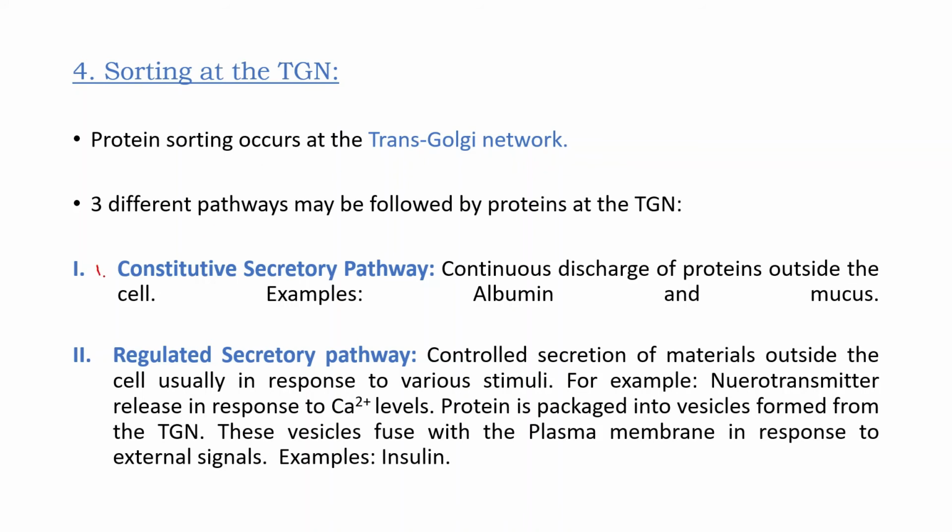First is the constitutive secretory pathway. What does this mean? It means that in this pathway, whatever proteins follow this pathway, they are continually discharged outside the cell. So a continuous discharge of proteins outside the cell is through something called the constitutive secretory pathway. Constitutive here means continuous. The examples of such proteins are albumin and mucus.